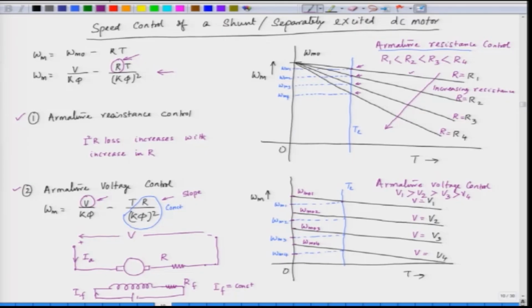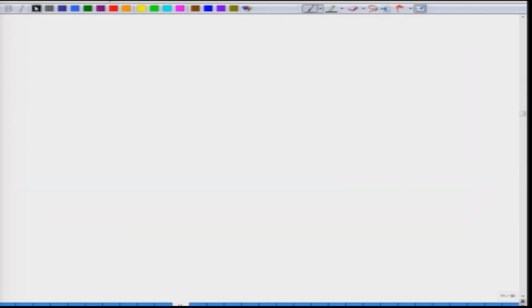Now, what if we vary the field flux phi here? So, the third method is the field control.